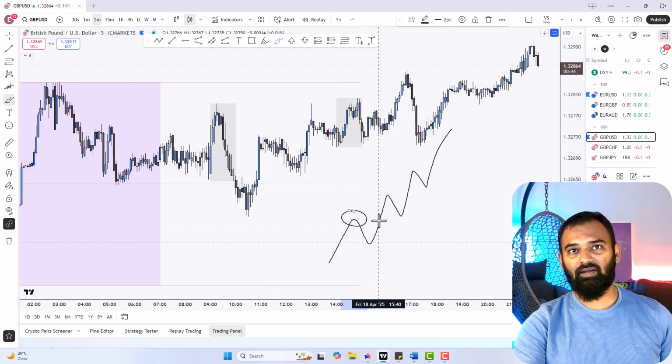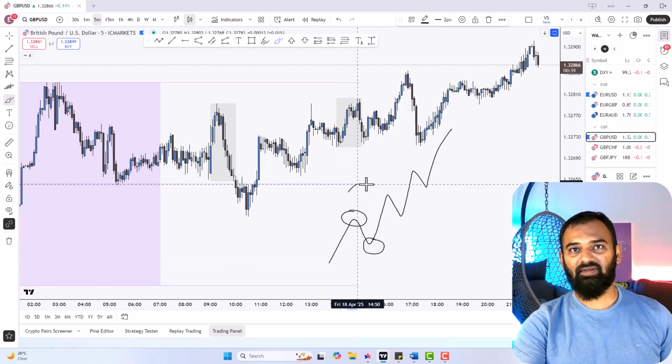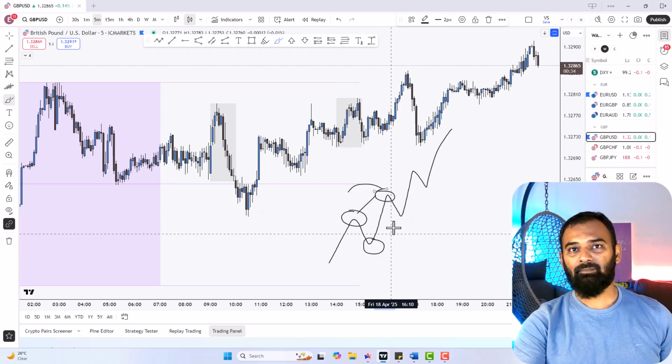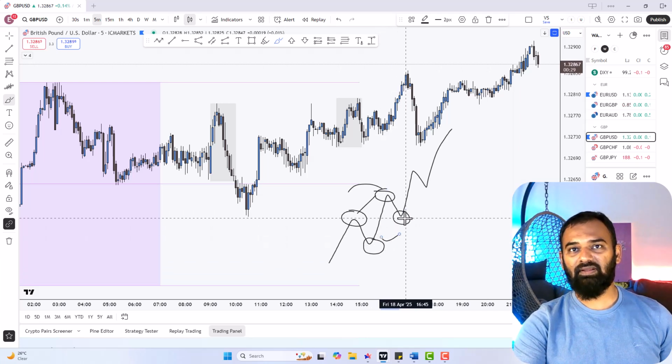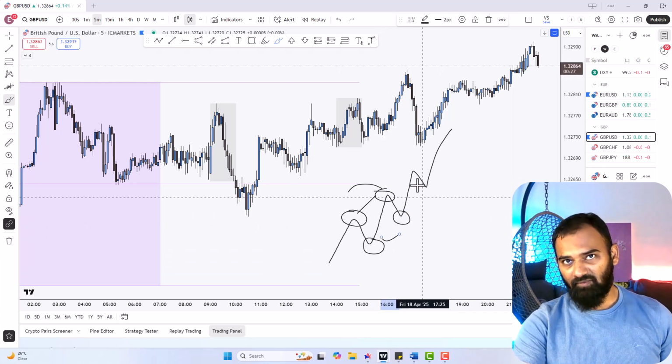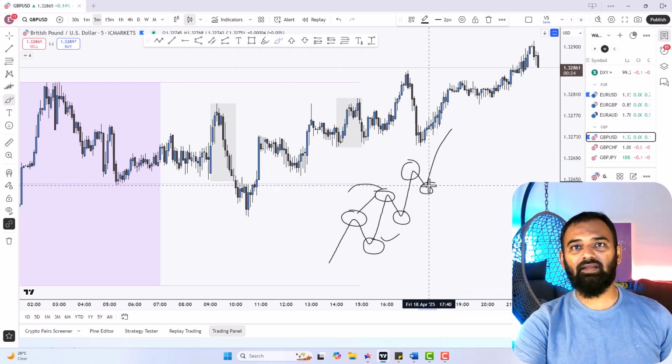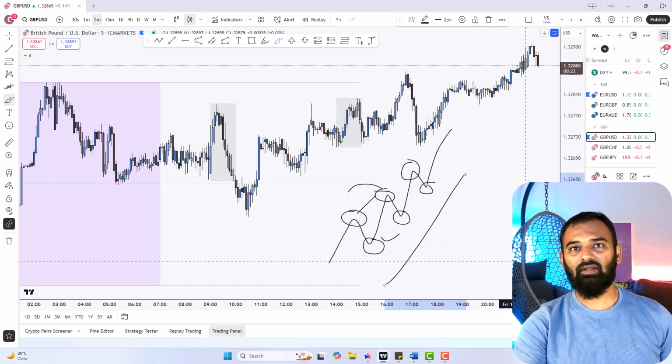This is a high, then this is a low. Now this high in comparison to this high is a higher high. Similarly, this low in comparison with this particular low is a higher low. So whenever the market is continuously making higher highs and higher lows, the market is in an uptrend.